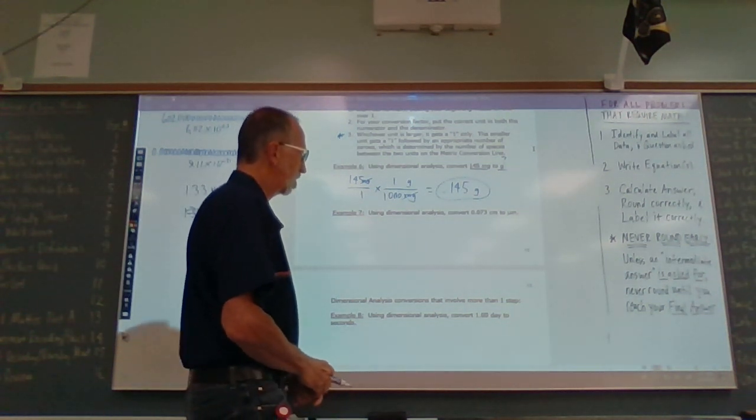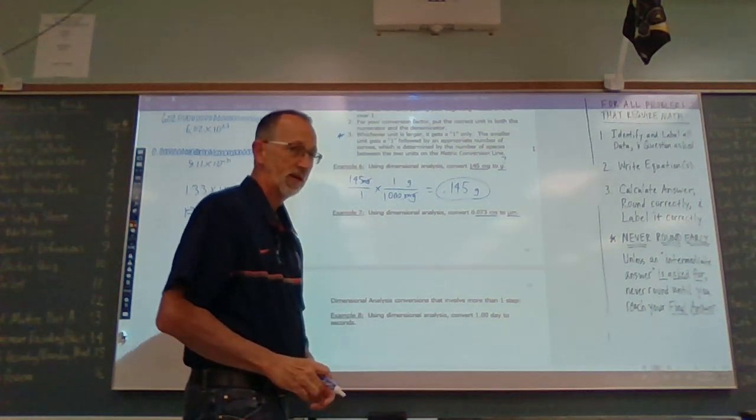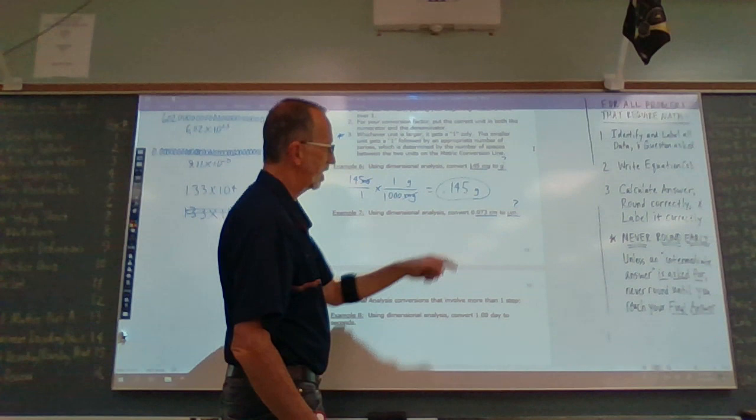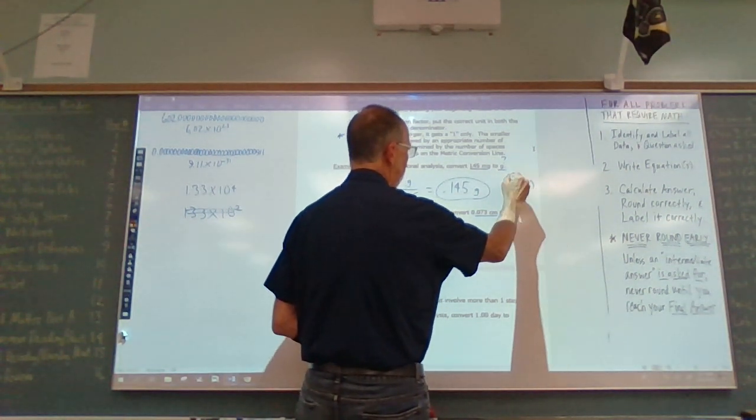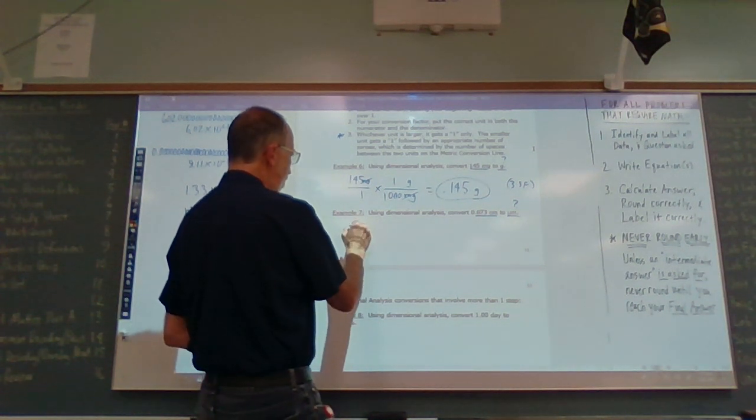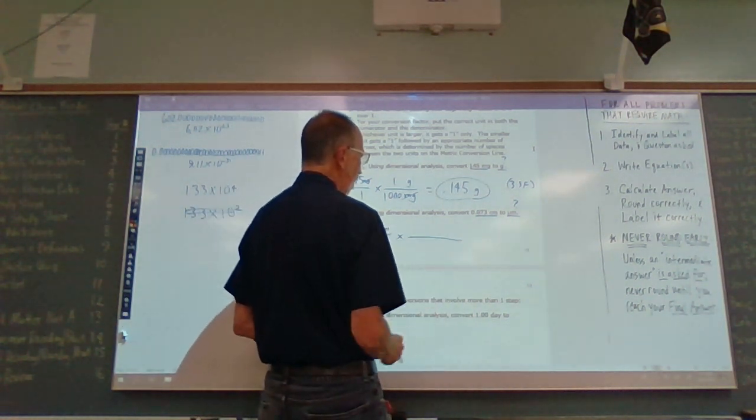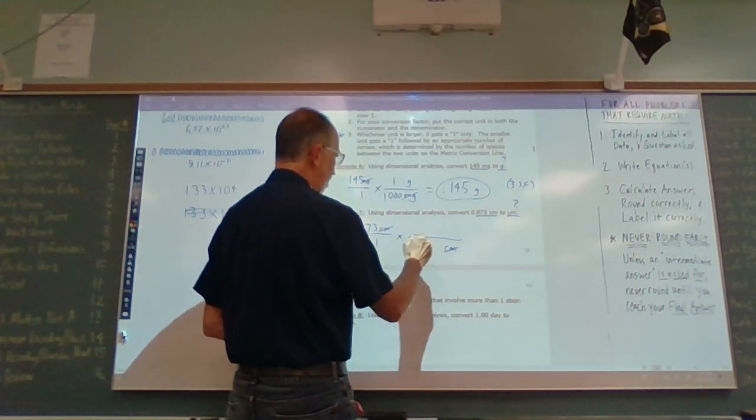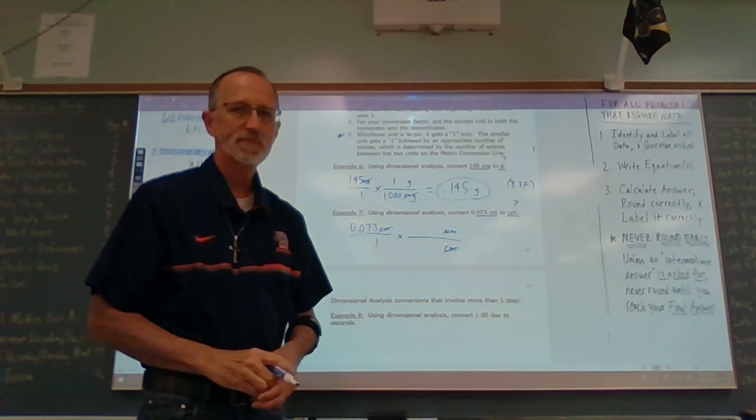Number 7, using dimensional analysis, convert 0.073 centimeters to micrometers. And again, this is 2 sig figs. Forgot to mention that. So we have 0.073 centimeters over 1. We're going to convert it to micrometers. Centimeters down here, so they cancel. Micrometers up top. Okay, so which one's bigger?